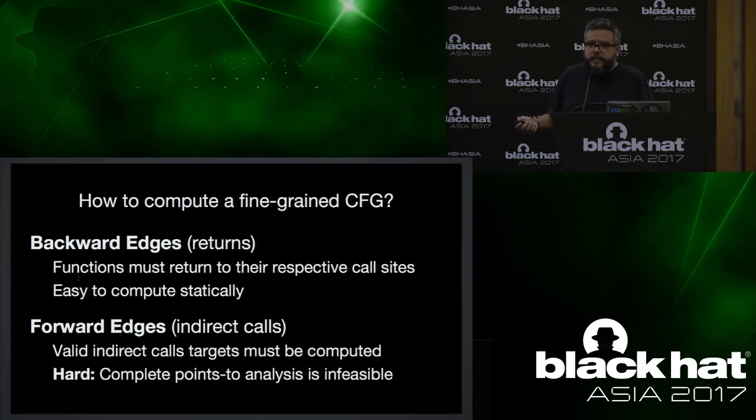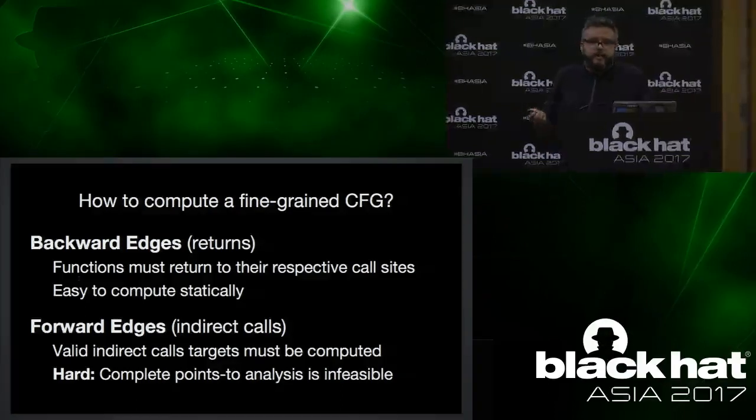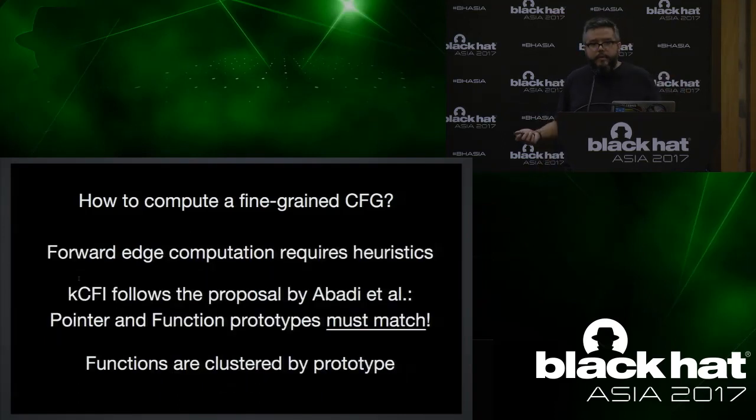But we also have the forward edges, which are the indirect calls. For these cases it's a little more complicated, because points-to analysis is a mathematically undecidable problem, so it's incomplete. You cannot just look at the source code and say, this function pointer will call these addresses. You cannot do that precisely, so you have to use some sort of heuristics here. What we do is follow the approach originally proposed by Abadi et al. He is the person who originally proposed CFI in 2005. He's a researcher from Microsoft, or was. I don't know if he's still there.